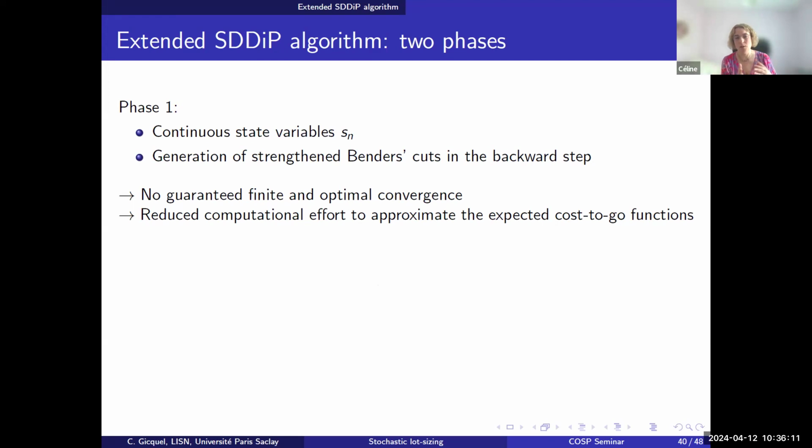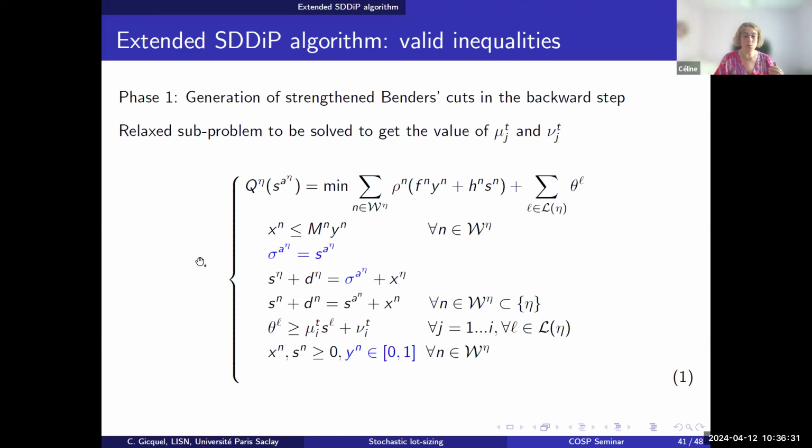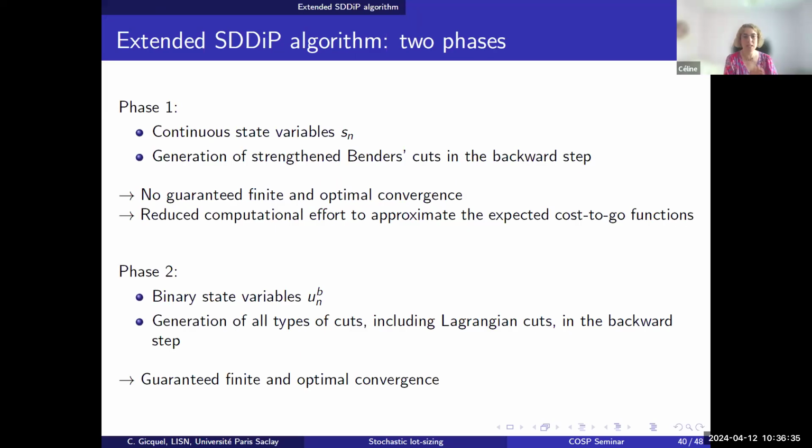But at least in practice, we hope to obtain a good approximation of the expected cost-to-go function with a reduced computational effort, thus keeping our effort for the second phase. Then when we see that there is no improvement anymore that can be obtained from phase 1, we go to phase 2, and phase 2 is the regular SDDiP algorithm with binary state variables and the generation of all types of cuts. And then we regain the theoretical guarantee that the algorithm will converge. So this is the second ingredient, a two-phase algorithm with a phase 1 which runs an approximate version of the algorithm, which is not, theoretically speaking, as beautiful as the original proper algorithm, but which is more efficient, at least in the first iterations, to quickly approximate the expected cost-to-go function with a reduced effort.